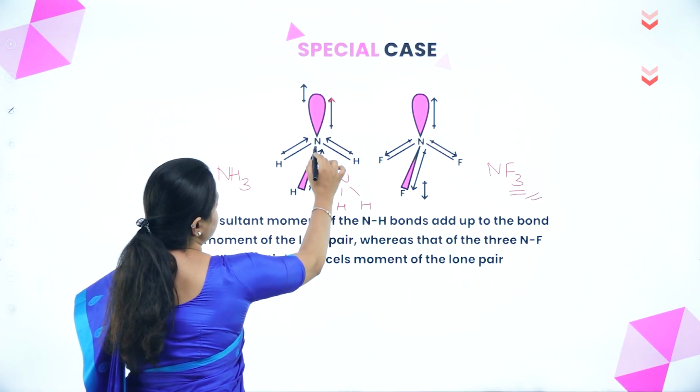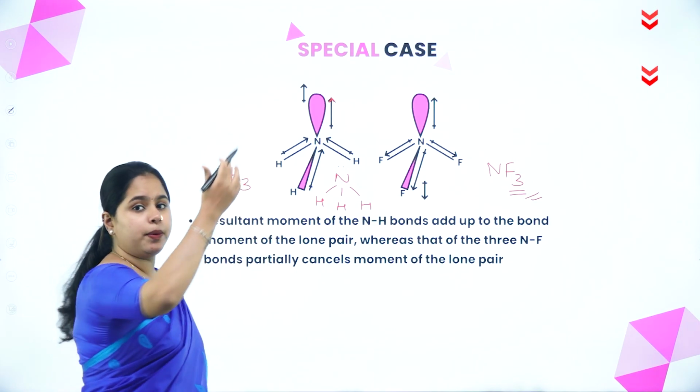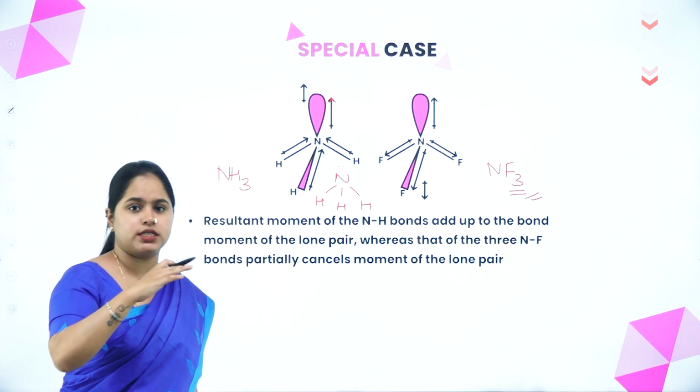From each of the hydrogen atoms, it is towards the nitrogen because nitrogen is more electronegative, and then a lone pair is present, which means the direction will be towards the lone pair.